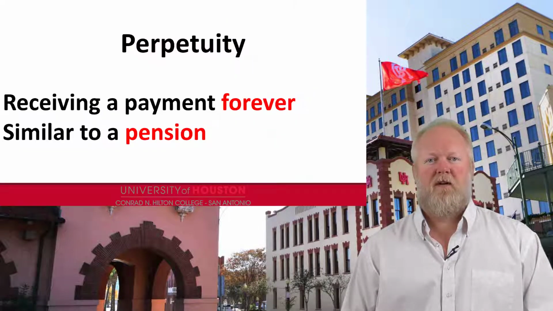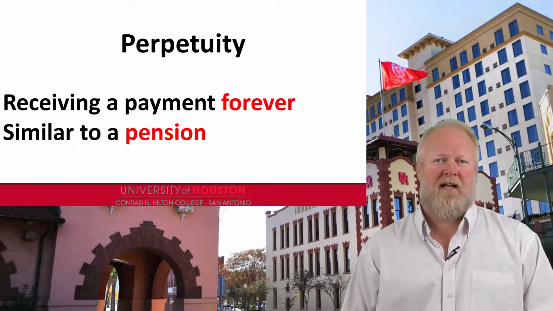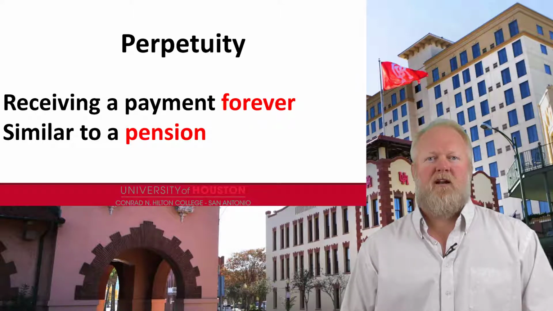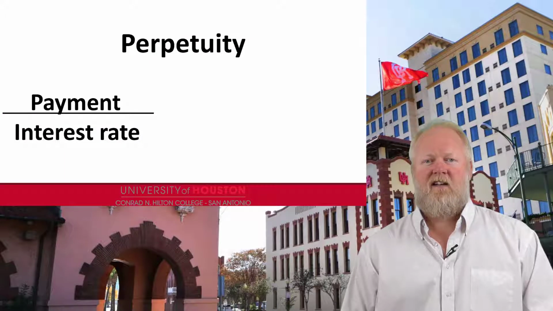Before we do that, I wanted to talk about a perpetuity, and that's something where you'd receive a payment forever, and you can calculate that. It's similar to a pension, where you get paid until you die. The way to calculate a perpetuity is to take that payment that you're getting and divide it by the current interest rate. That will give you the value of the perpetuity.